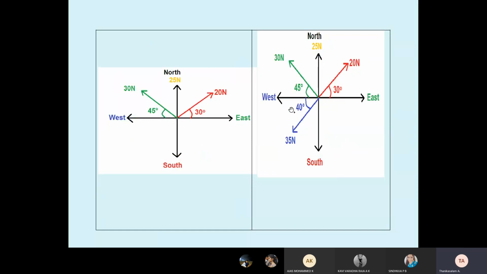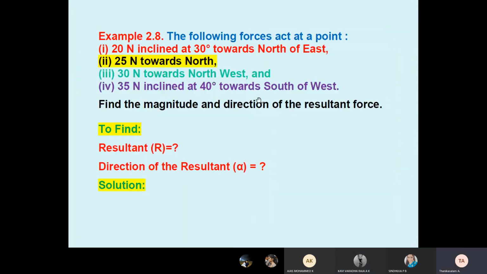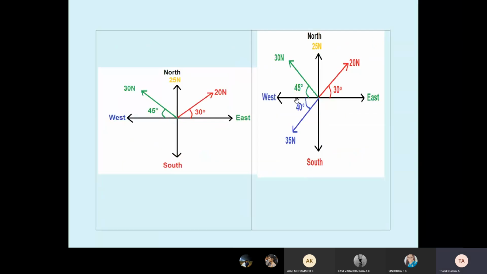Therefore, see the last diagram. The 35 Newton goes to south from west. That's why I marked 40 degree. Class, do you get the reference? Whenever the statement says south of west, what does it mean? The force goes to south from west. Don't take it the opposite way. That's why I marked it here: the west is the reference, and the force goes to south from west. So 40 degree.